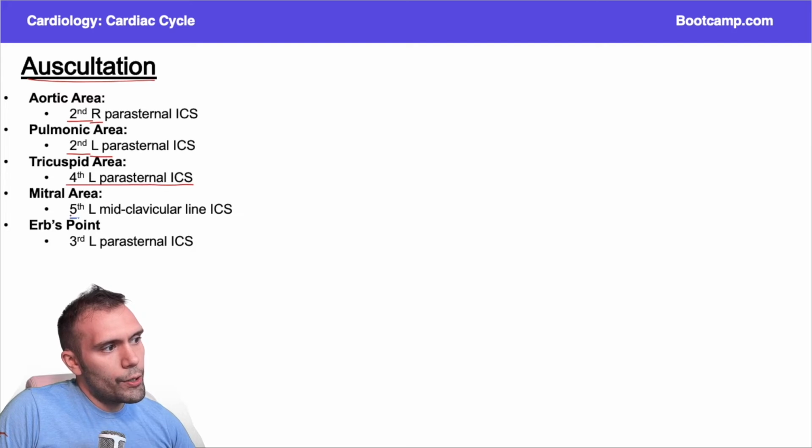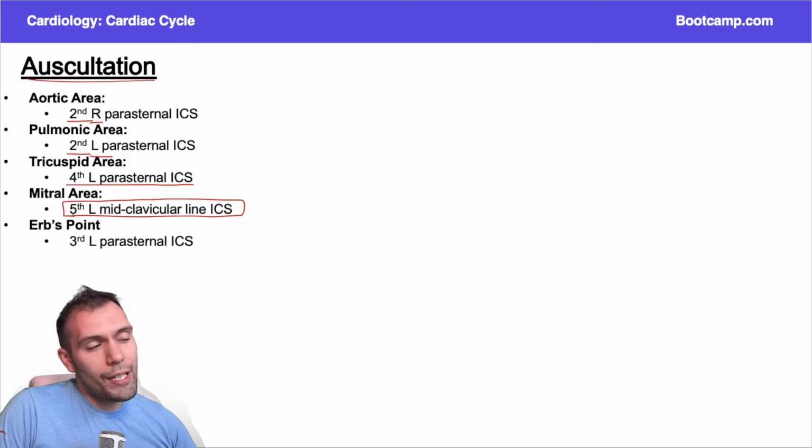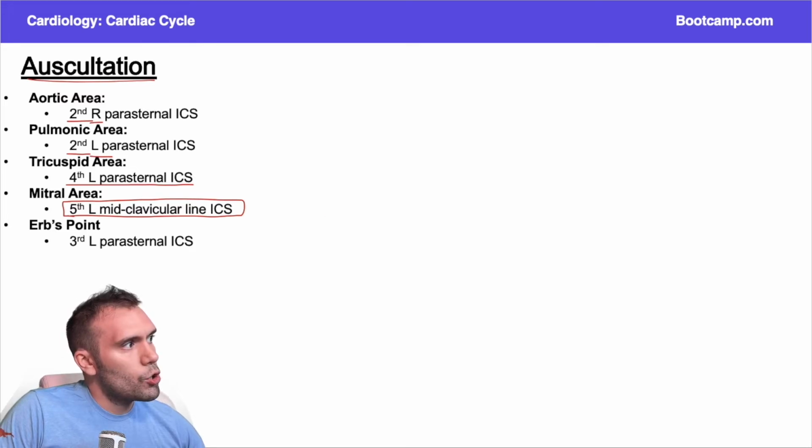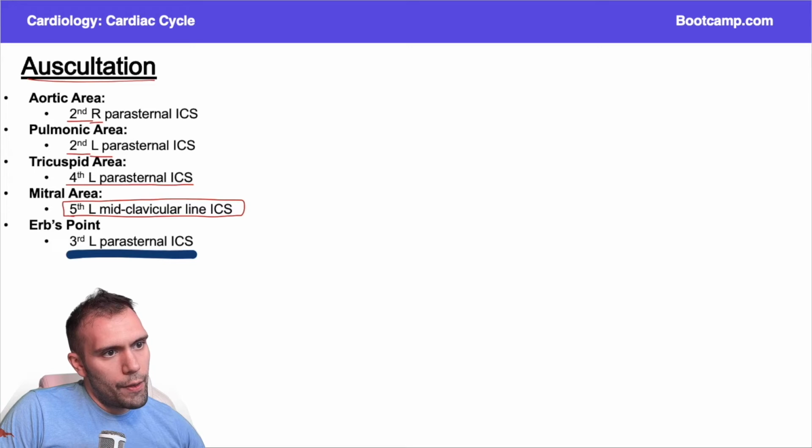And then the mitral area is probably the most high yield of all these areas to remember because there's so many different things that happen in this area. This is going to be the fifth intercostal space, again on the left side, midclavicular line. And then we have Erb's point, which is a really good point just for making a general assessment of any murmurs or abnormal heart sounds. Okay, so it gives you a good idea of what's going on. That's usually going to be the third left peristernal intercostal space. So that's going to be the region between the tricuspid and the pulmonic valve.